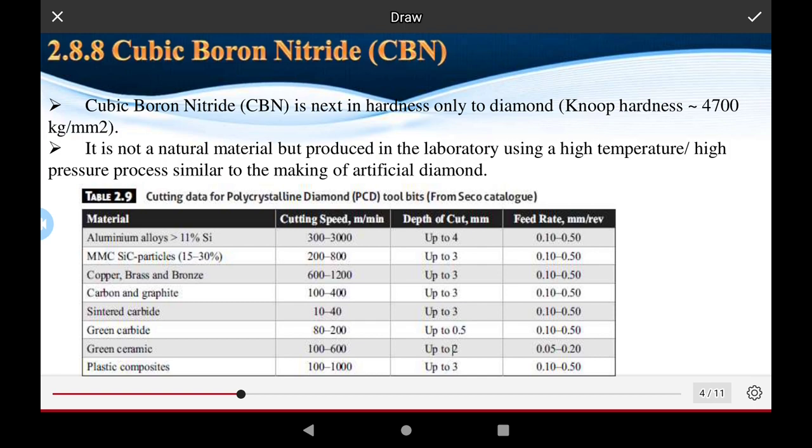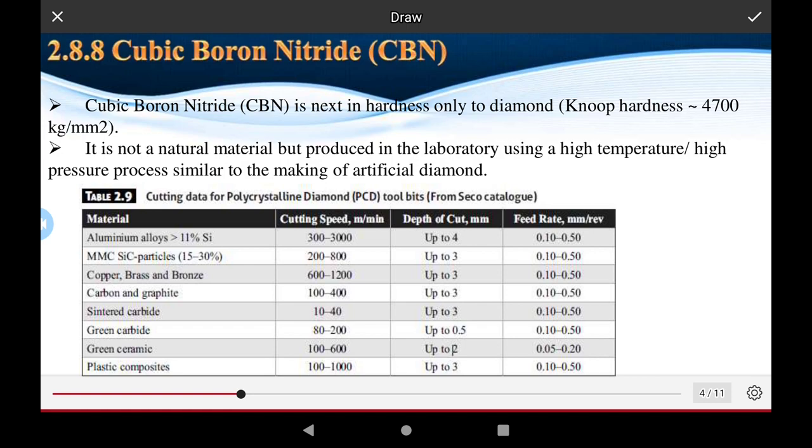For standard carbide, the cutting speed is 10 to 14 meters per minute, the depth of cut is 0.5 mm, and the feed rate is 0.10 to 0.15 mm per revolution.